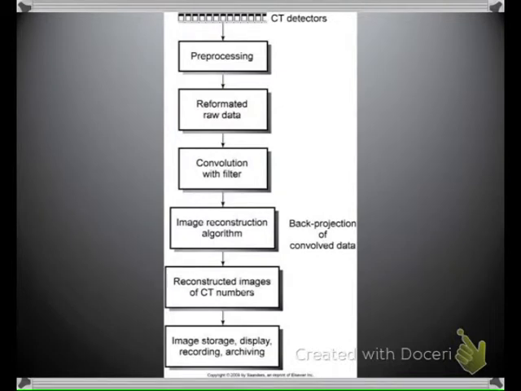In the beginning, we have an image from our book, which walks you through the amount of processing that actually has to go into compiling a CT image or scan. First, we begin with CT detectors, which is something that we all probably realize actually occurs. And then we go into pre-processing. Then from pre-processing, we come up with reformatted raw data.